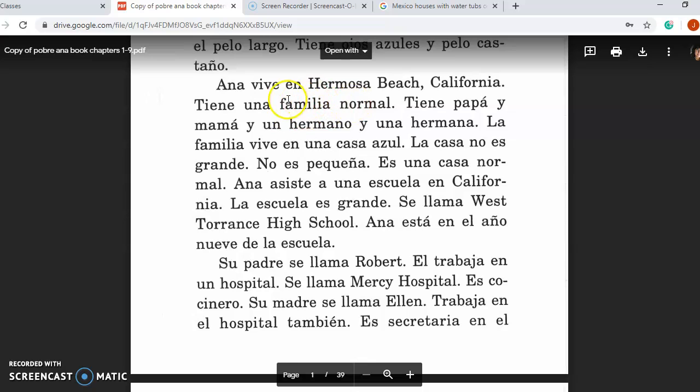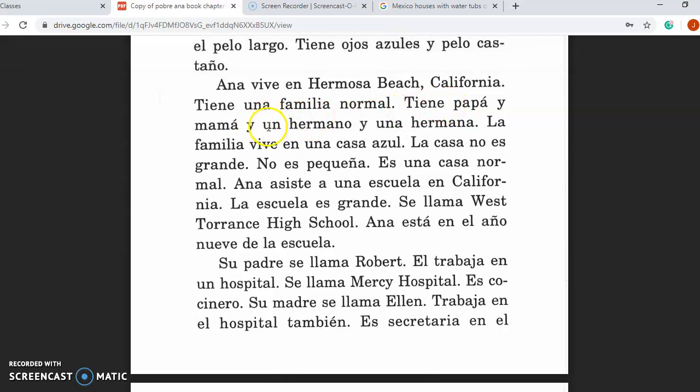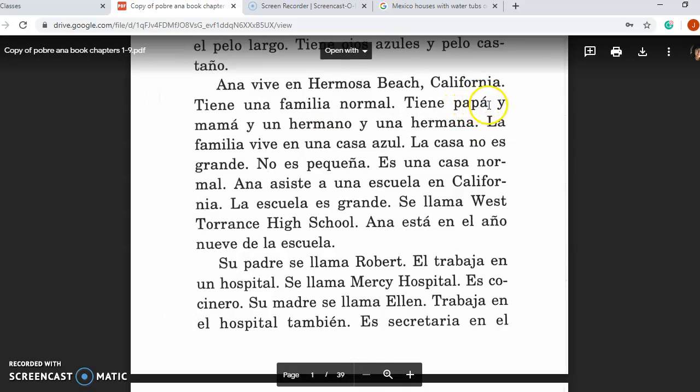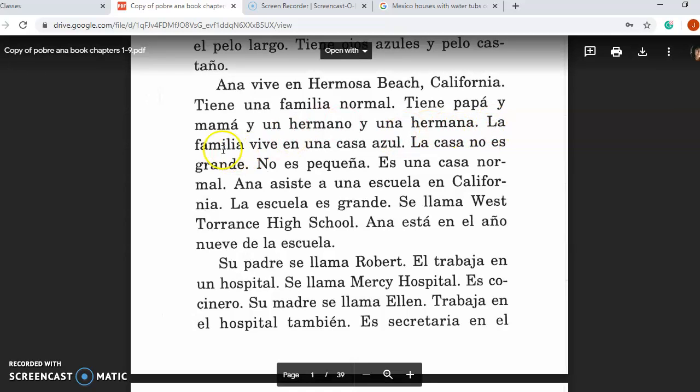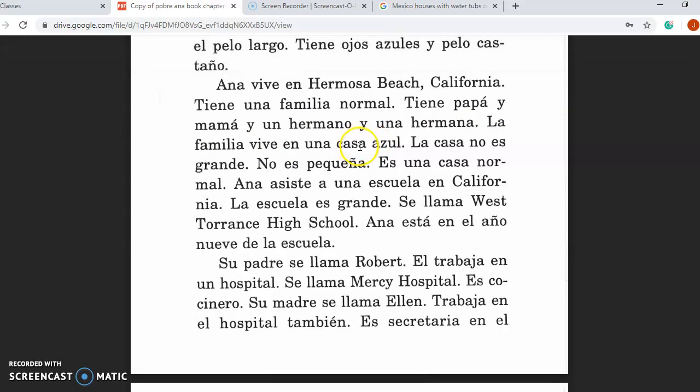She has a normal family, family normal. She has dad and mom. So sometimes we don't put the word that means a. It's just a preference. And a brother or one brother and a sister. So here the word a was used because it's like saying one, and it's just trying to tell you how many siblings she has. Whereas here, obviously, you only have one biological mother and father, so it kind of goes without saying. Okay, so the family lives in a blue house, house blue.